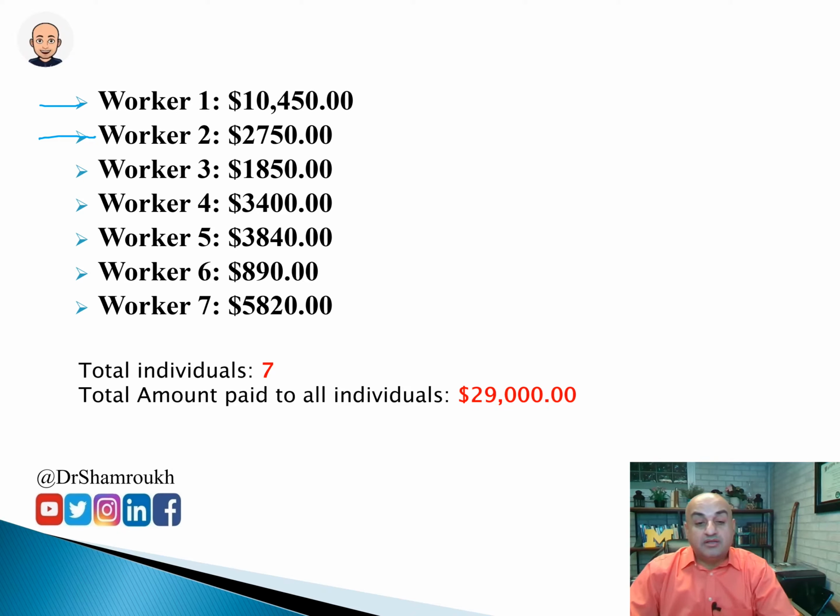And by the way, I just put random numbers in here for these 7 workers in this example. And the total came in as an even number, $29,000, which I did not intend, but this is just an example to show you how we will process the 1099s and the 1096 for these 7 workers for a particular organization.